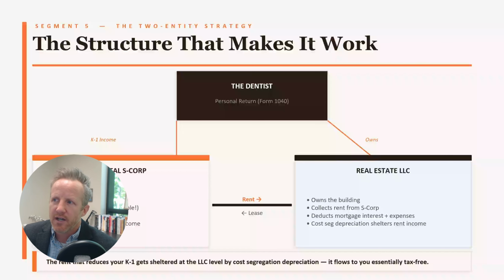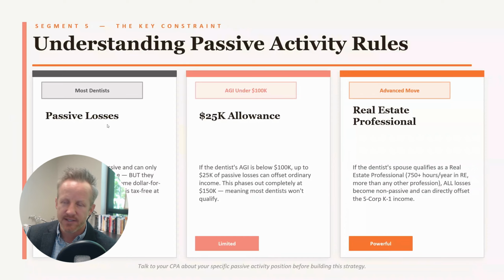All right, I want you to understand one of the constraints here in segment 5 of this: understanding passive activity rules. Passive activity rules. This is getting a little bit into tax 201 from 101, so try to follow me on this. Again, I'm not trying to make you a tax CPA. I'm trying to make you an intelligent financial business owner. That's what I'm trying to do.